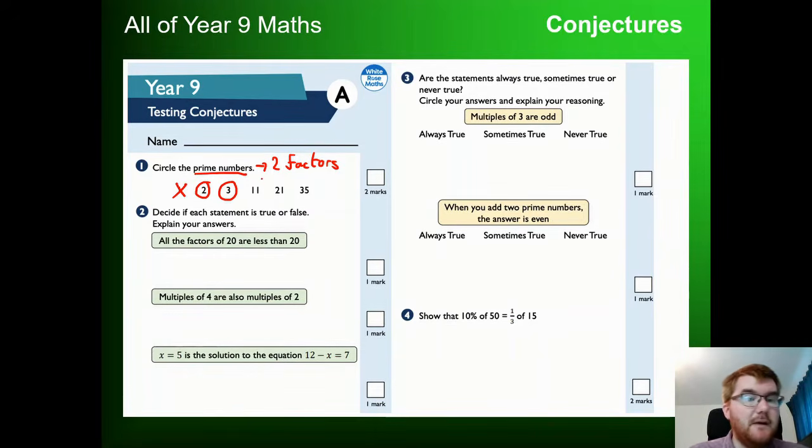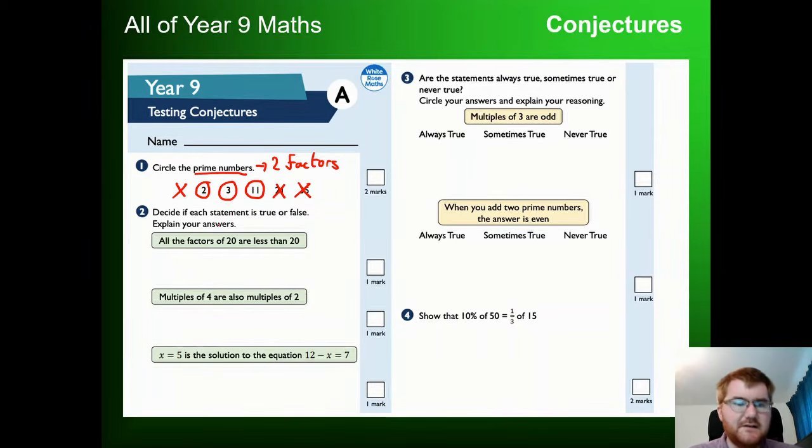11 is also prime because there's no other number other than 1 and 11 that go into 11. So that's also prime. Notice 21 is not prime because of 7 times 3. And 35 is not prime because of 7 times 5. So the only 3 prime numbers here are equal to 2, 3, and 11. Now we need to decide if each statement is true or false and explain our answers.